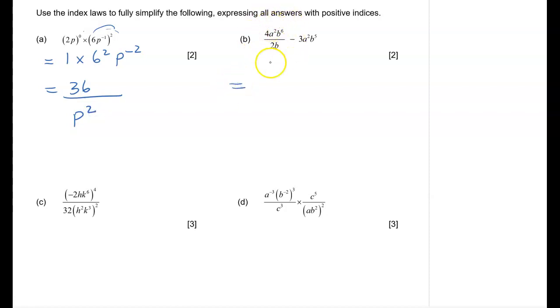With this next one, simplifying the left side, we get 4 divided by 2 is 2. A squared doesn't simplify. Then you've got b to the 6 divided by b, which is b to the power of 5. Now, because these are subtraction, our normal laws don't apply. We can only add or subtract here using like terms. So the term is 2a squared b^5, take 3a squared b^5. So 2 subtract 3 is negative 1, and we cannot change that variable or those variables.